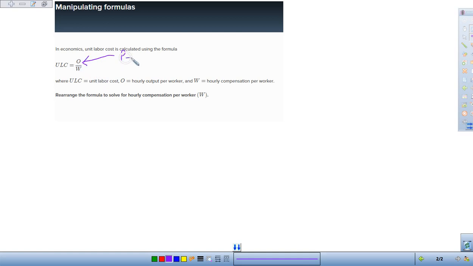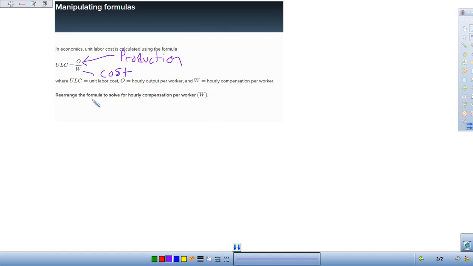That's how many units are produced by a worker. So this is their production of units, and this is their cost. So if we want to find out what the unit labor cost is, we take our total production in units and we divide it by our costs. That kind of makes sense.